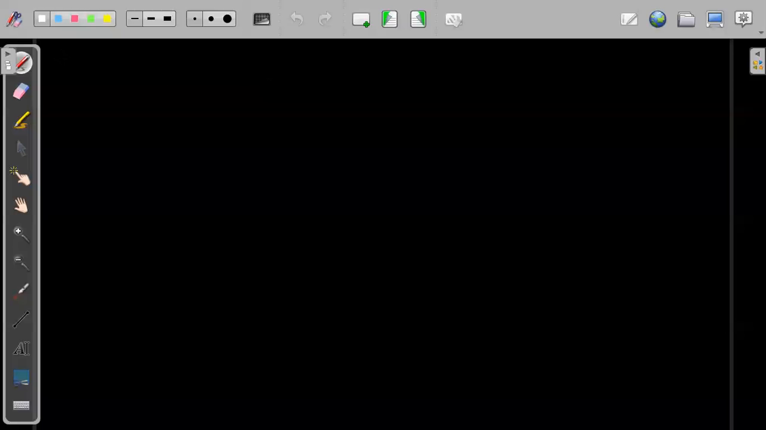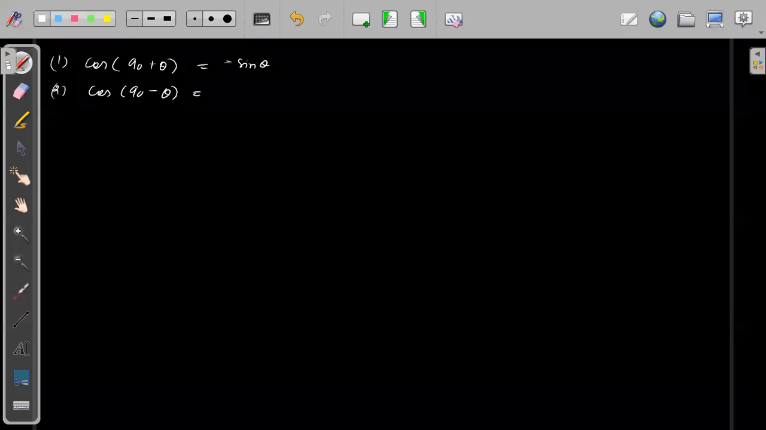Okay, now see. Now we will see the different ones. So tell me first one, cos of 90 plus theta. What is cos of 90 plus theta? Minus of sin theta. Yes. Second is cos of 90 minus theta. What is cos of 90 minus theta? It is sin theta. Very good.